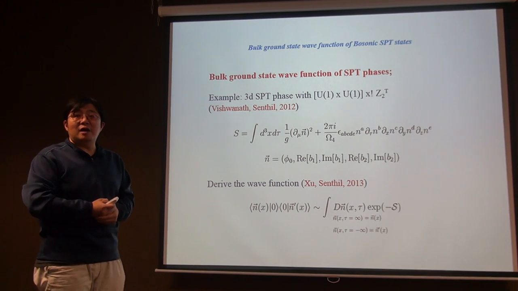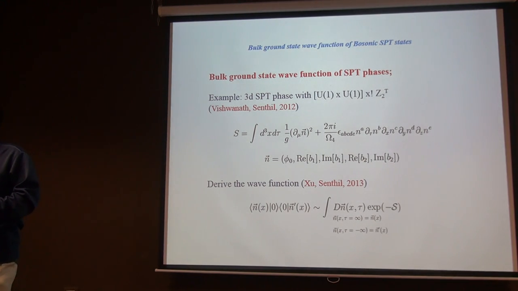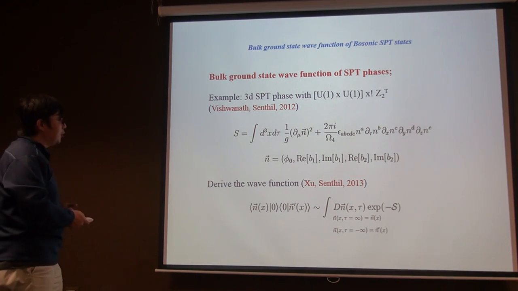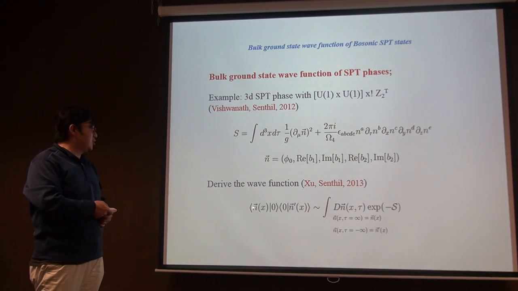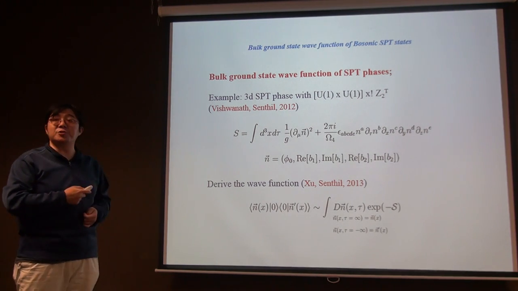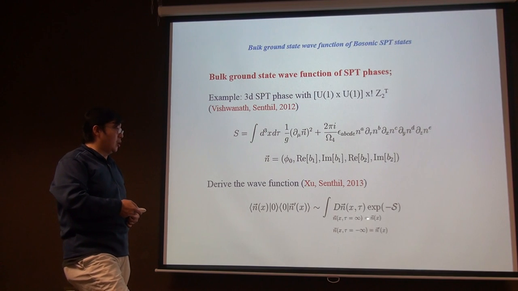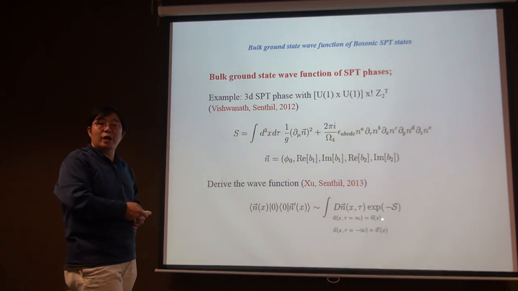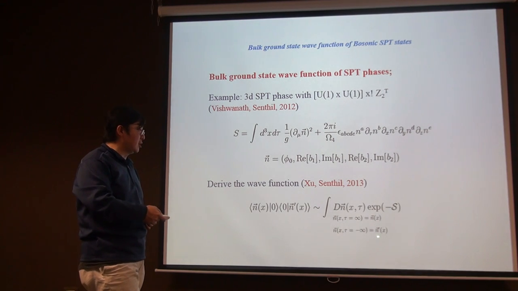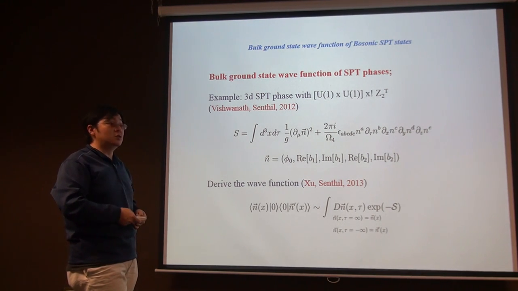Okay, and as I said this morning, if you want to calculate the wave function, what we do is calculate this kind of matrix element between the ground state and two different field configurations. I do the path integral and just fix time equals plus infinity to one configuration, and time equals minus infinity to another configuration. Okay, this is how we do that calculation.